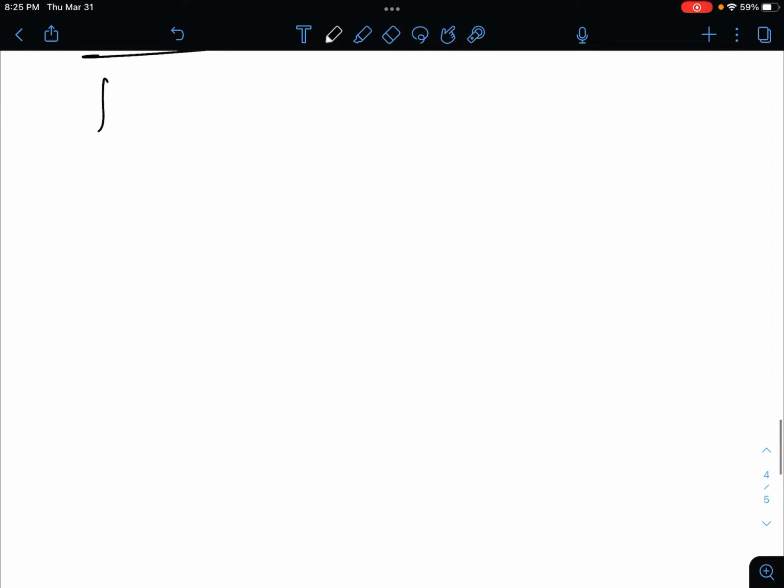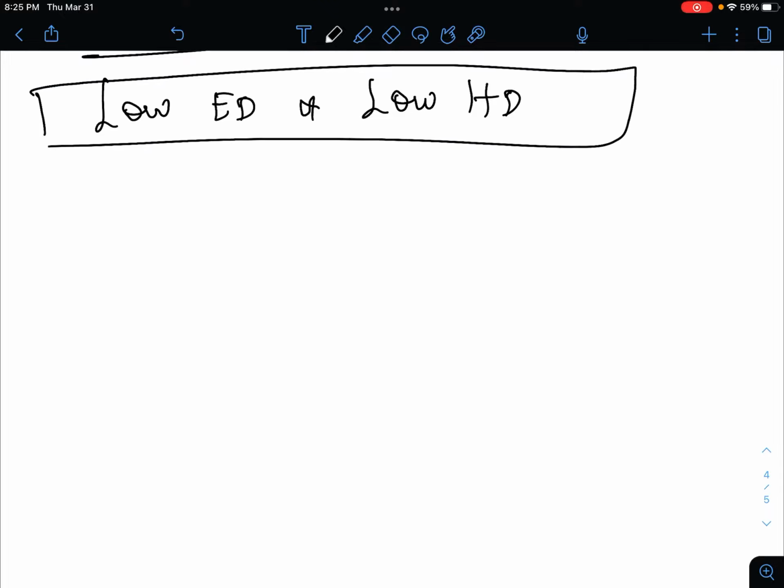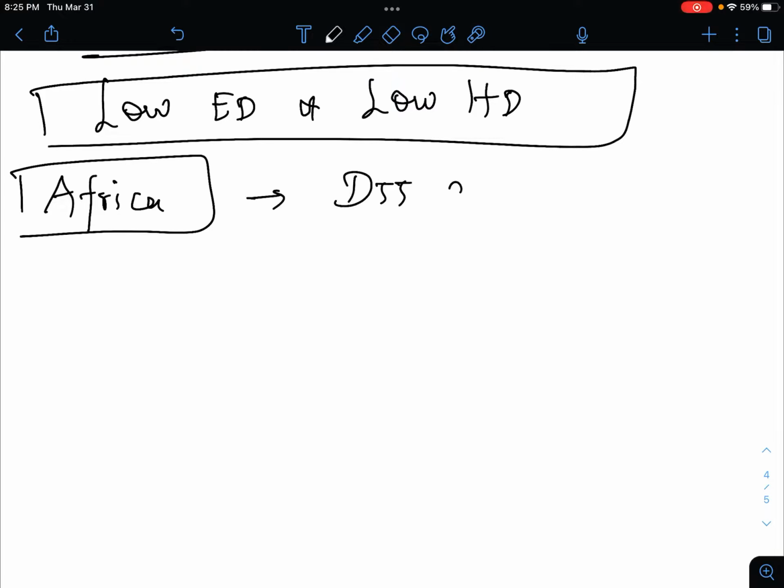Now let us see the low economic development as well as low human development. The best case study for this you can take is Africa. Both are low. They are in the second stage of demographic transition, which is the population explosion stage. Though there are minor variations, of course, largely they are in the population explosion stage.